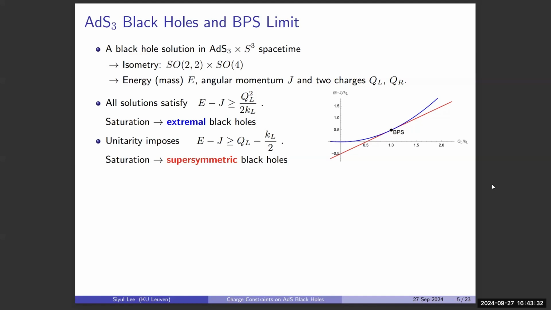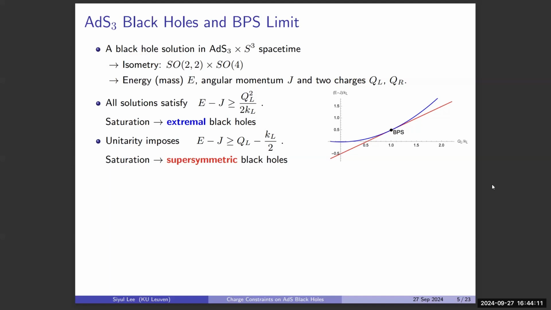So this is the solution for all known black holes. However, on the other hand, there's unitarity, which imposes that every black hole's conserved charges have to satisfy this relation as well. And those that saturate this inequality are the supersymmetric black holes. This inequality can be drawn in the same charge plane as the red straight line. And as you can see, if the AdS3 black hole is to be supersymmetric, because no known solution is there below the blue line, it has to be on the tangent point.